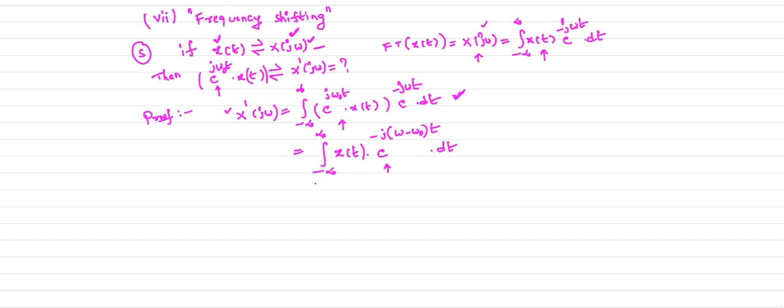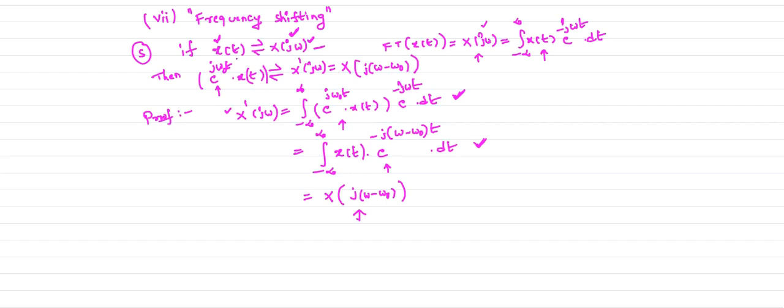Now is it in the standard form or not? Yes, this is in the standard form. Now what is the formula for this equation? Instead of omega, here we have omega minus omega naught. This is the formula for x of j into omega minus omega naught. So your x dash of j omega is nothing but x of j into omega minus omega naught.